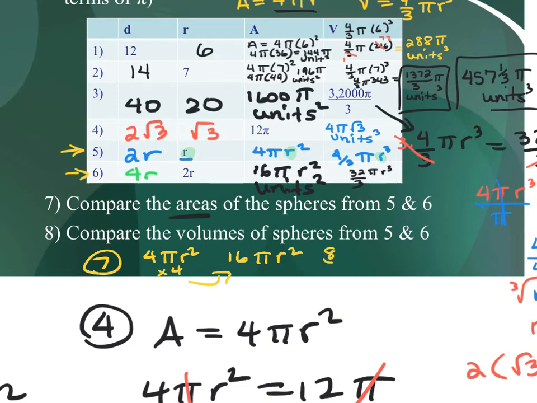Then for number 8, they want us to compare the volumes. So the volume for the first one was 4/3 pi r cubed, and then this one was 32 pi radius cubed over 3. So this one was times by 8. So you had to figure out what happened from here to here. But we're going to see more practice of this coming up in 11-9. Let's try example 2.